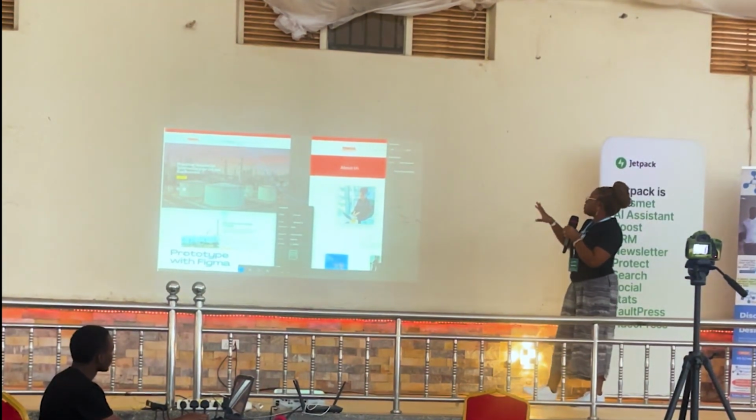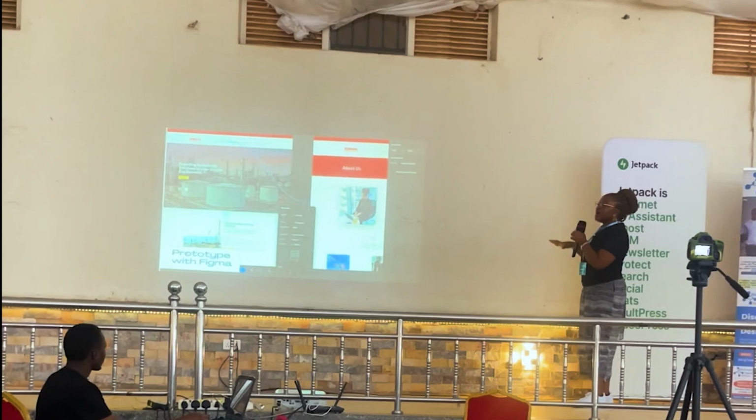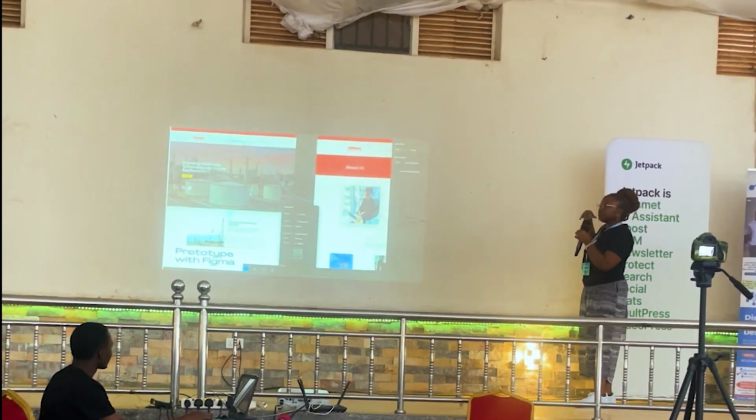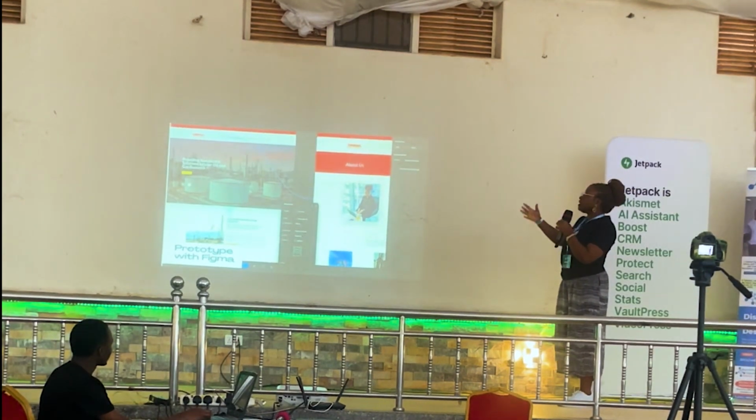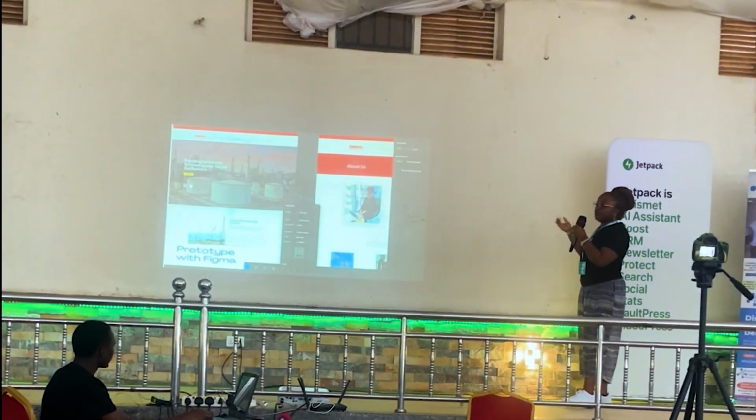And if the prototype is ready, you can share it in the form of a link. And if you're sending it out to the developer or to your clients, they can just go to that link and see how the site will actually look like if it's going to be implemented on WordPress.